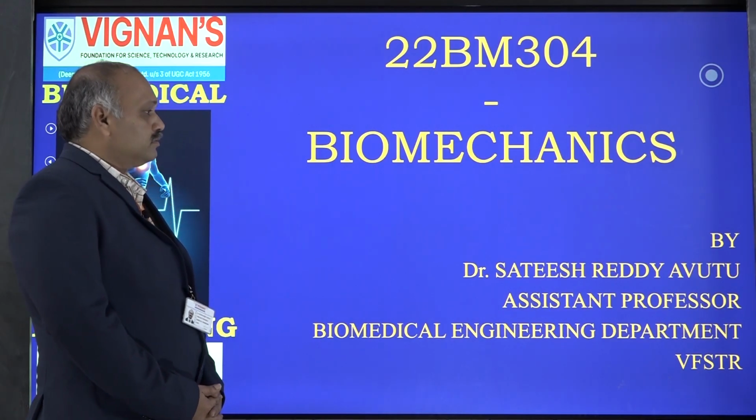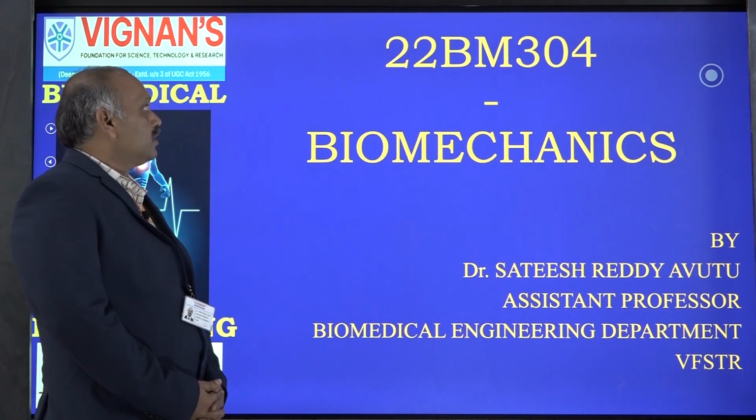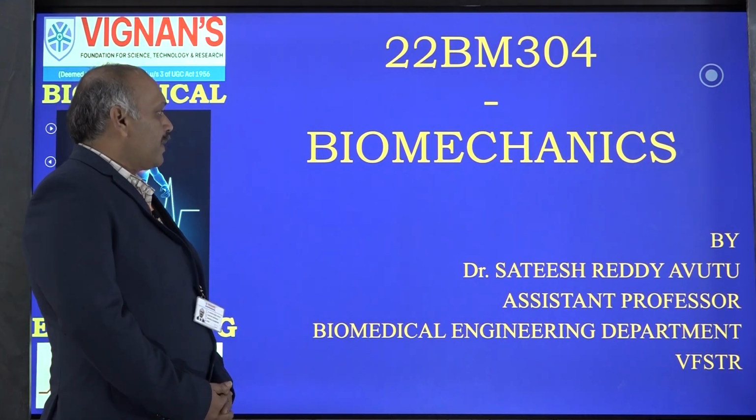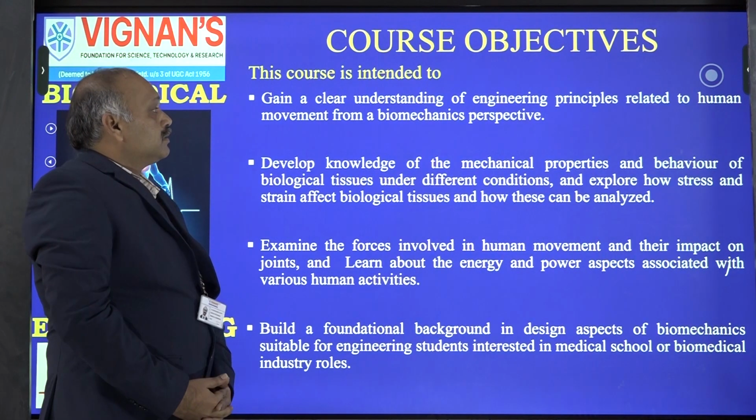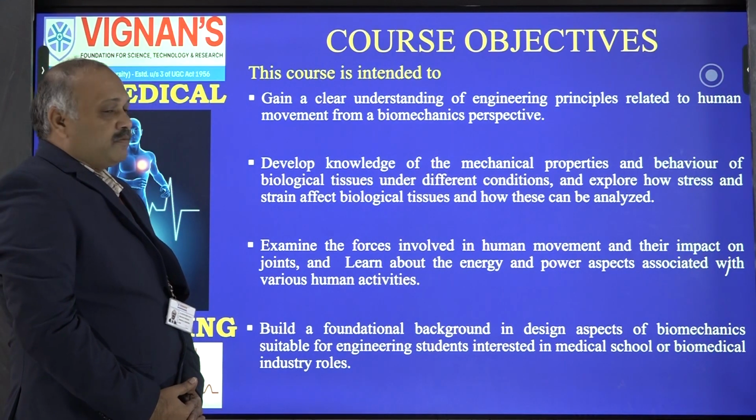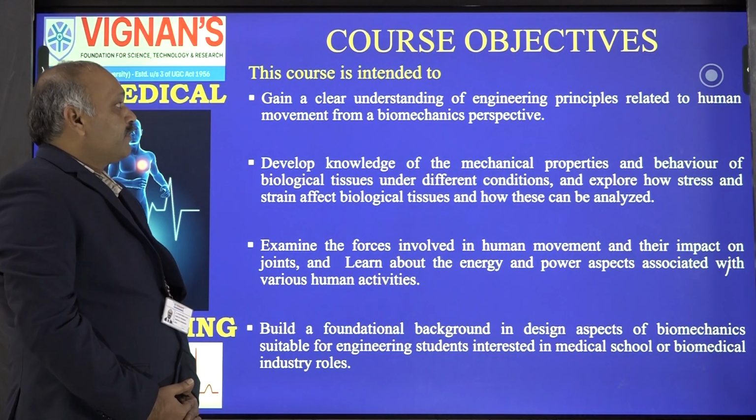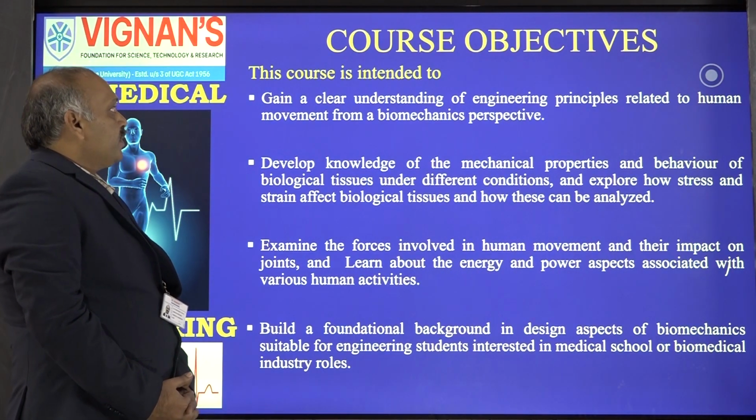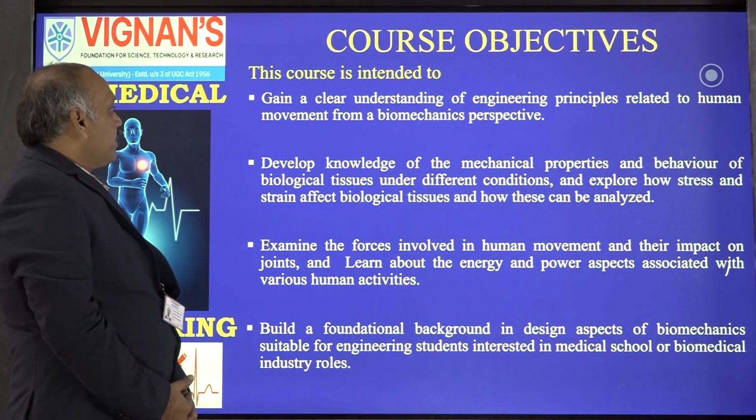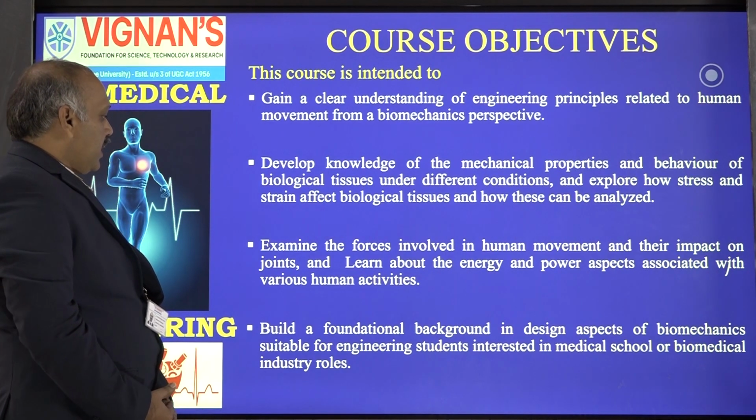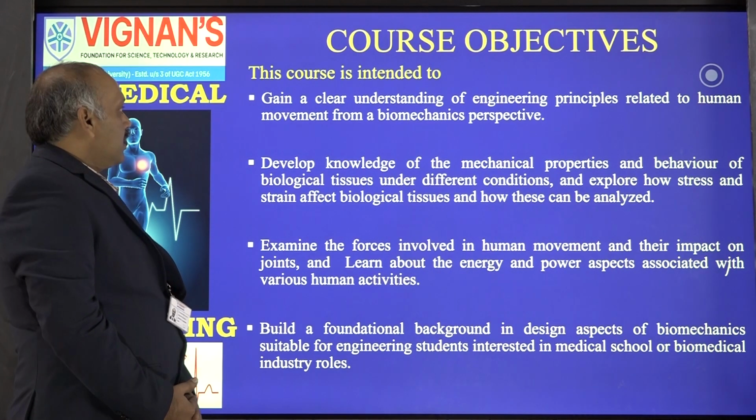Today, you are going to start the course 22 BM 304 Biomechanics. The syllabus has been framed into two modules, and each module contains two units, framed keeping the four objectives in mind. The first two objectives will cover the first module and the last two objectives will cover the last module.